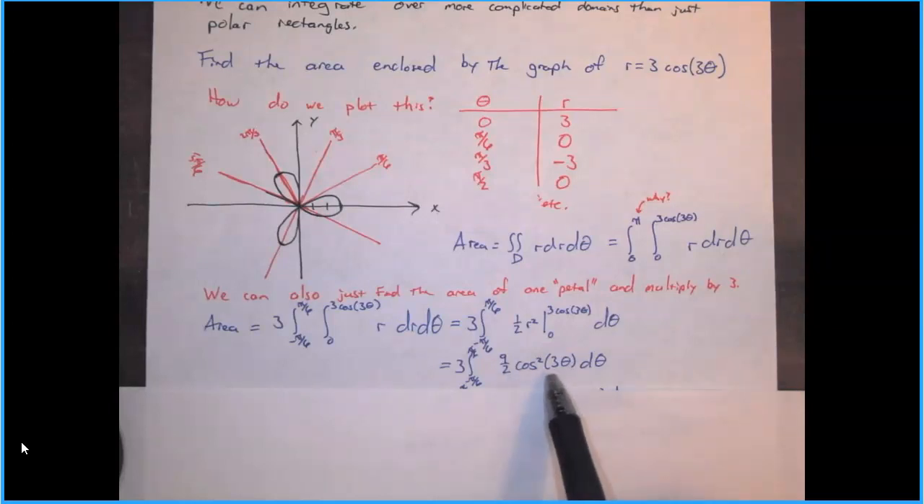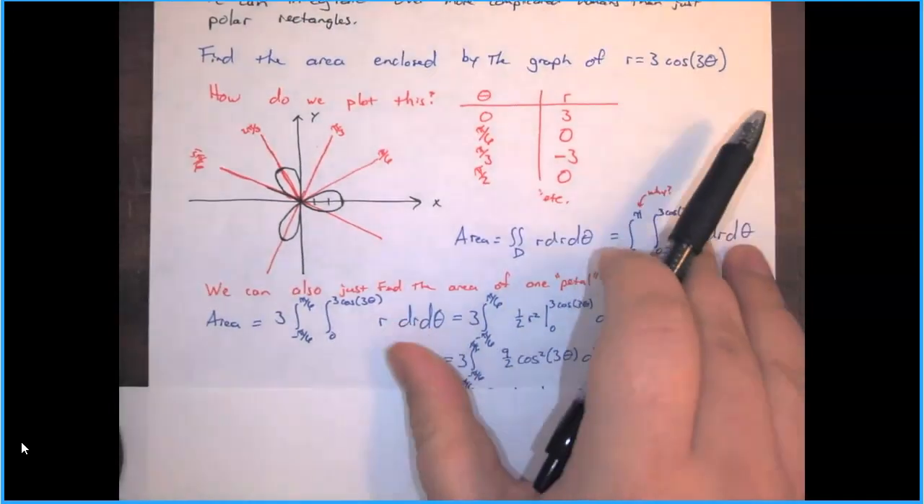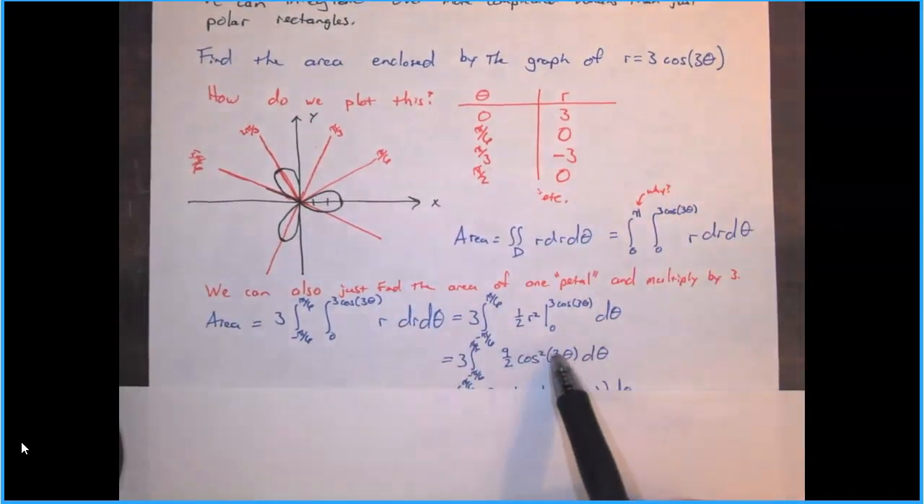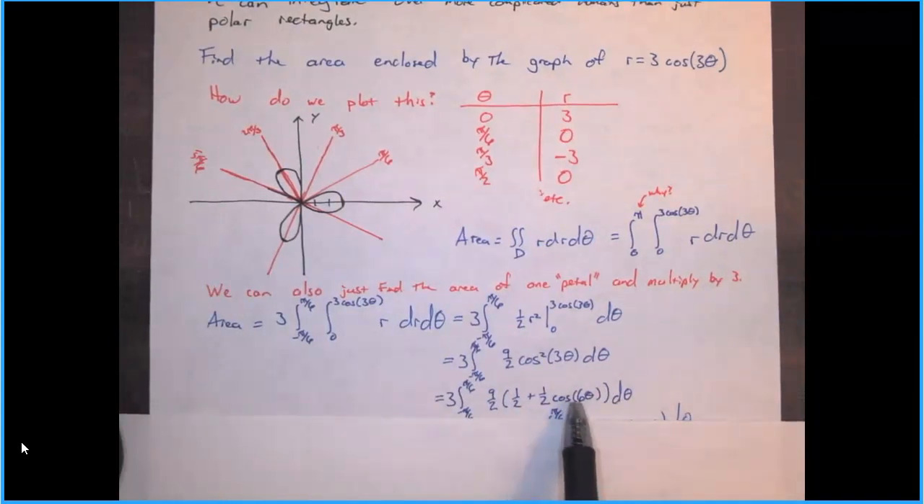We plugged in 1/2 plus 1/2 cosine 2 theta. But when I use that trig identity, I have to double whatever the argument of cosine is. So whatever I'm taking cosine of, I have to double. So in this case, I replace cosine squared 3 theta with 1/2 plus 1/2 cosine 6 theta. Whatever I'm taking cosine of gets doubled. So that's using that trig identity.